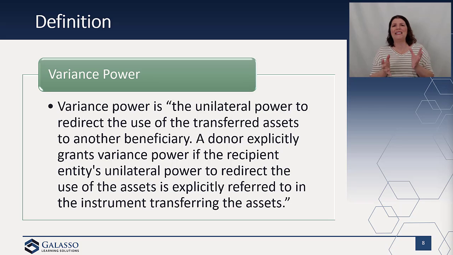So what does this mean? It means that the recipient organization, they receive the vaccine from the resource provider. If they can override the donor's instructions without approval, right? They can pick another beneficiary or another interested party, then they have variance power. If they can't change the beneficiary, then they don't have variance power and they're acting as an agent. But if they are able to change who the beneficiary is, then they have variance power. So very important distinction that has to be made here.